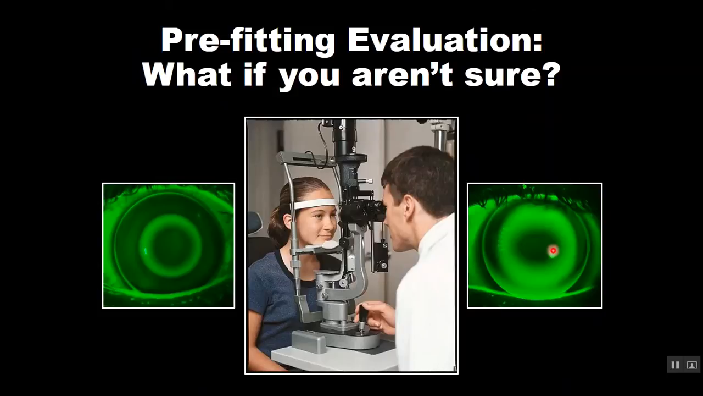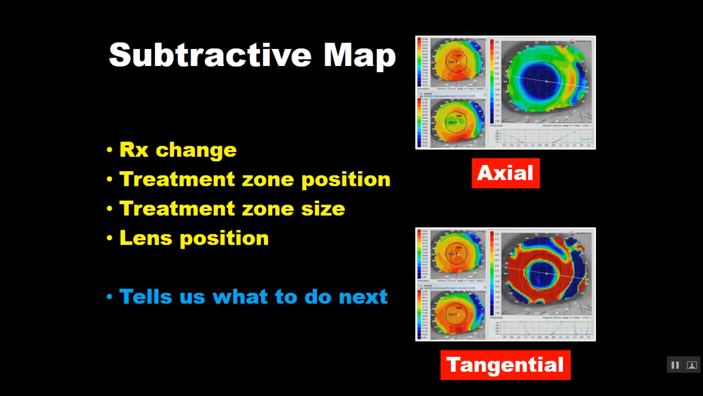Now, when you're not sure about the fluorescein pattern, we discussed what our options are. If we're not 100% comfortable with fluorescein analysis, what do we do? It's very easy to say, is the pattern acceptable enough to dispense? And then let's rely on the post-treatment topography. So the subtractive map will tell us so many things.